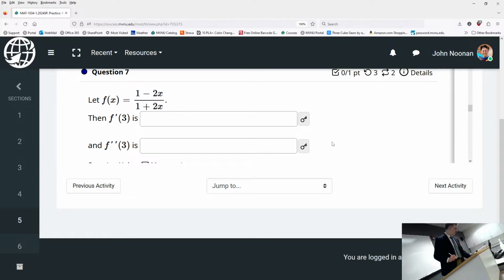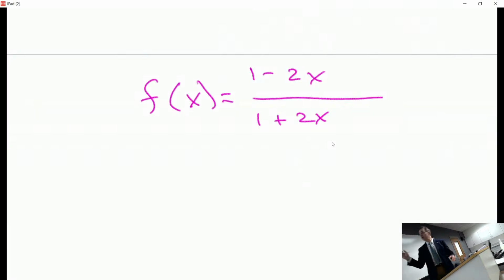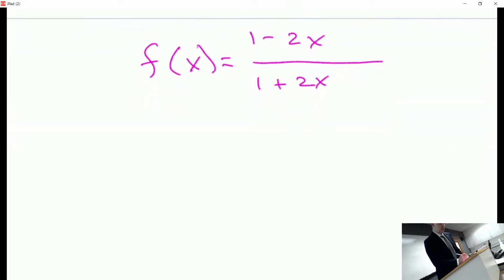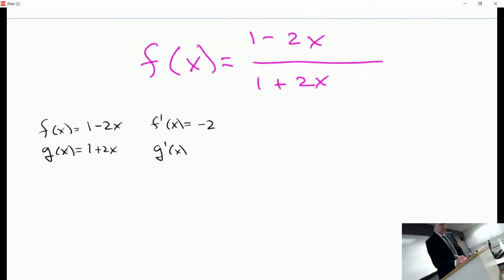Okay, so I'll get both of my derivatives and then I'll go plug in the number. It kind of is annoying that this is little f of x, and I used little f of x in my definition, so I'm going to change colors. So f of x is 1 minus 2x, g of x is 1 plus 2x, f prime is negative 2, and g prime is 2. So far, that's hopefully the setup.